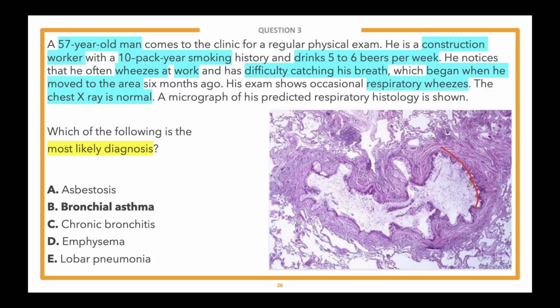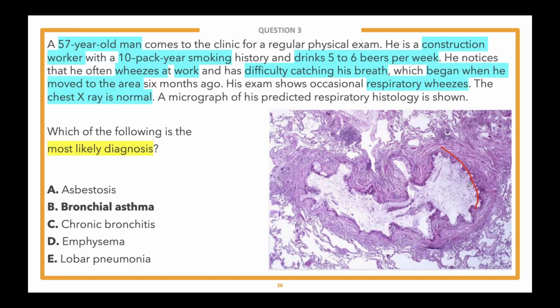Now, why is it not the other answer choices? Well, lobar pneumonia, you should usually have some sort of purulent sputum filled with neutrophils, and the presentation would be a productive cough, fever, and also the chest x-ray here is normal, so that goes against that. And a normal chest x-ray also goes against emphysema as well. And that would also be more progressive and more chronic than this patient.